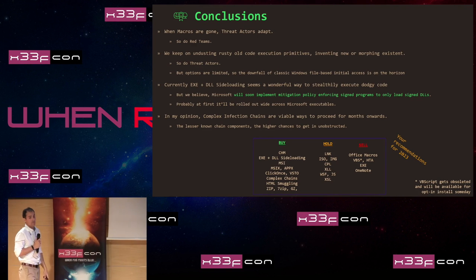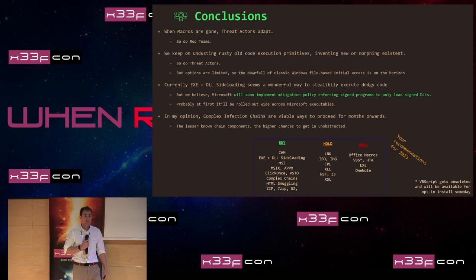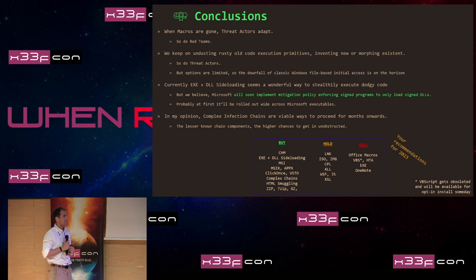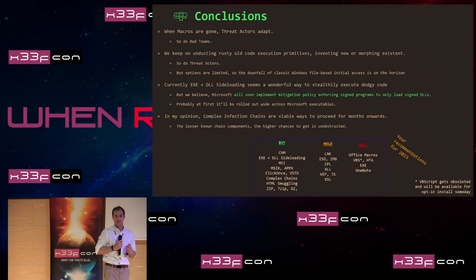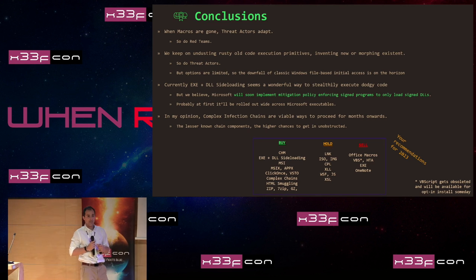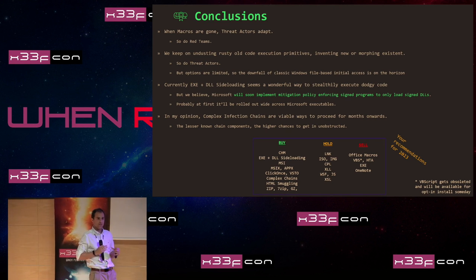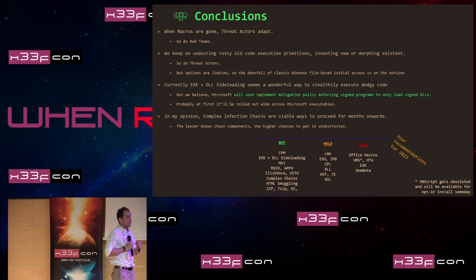Let us just sum up what we have so far. First of all, the landscape of initial access is really rapidly changing. We can see vendors applying their own mitigations and countermeasures literally every month. And this means that the number of possible vectors, file formats and extensions is just rapidly diminishing.